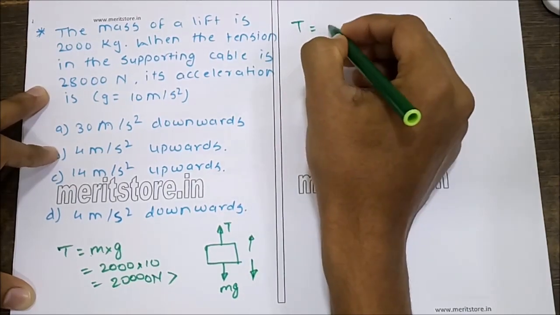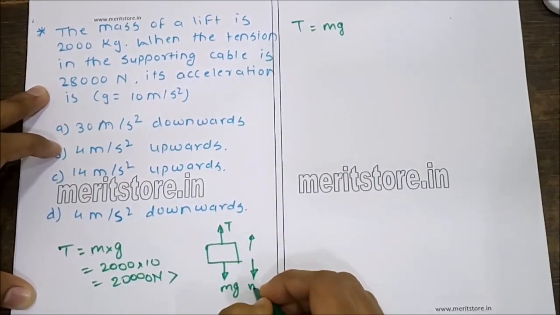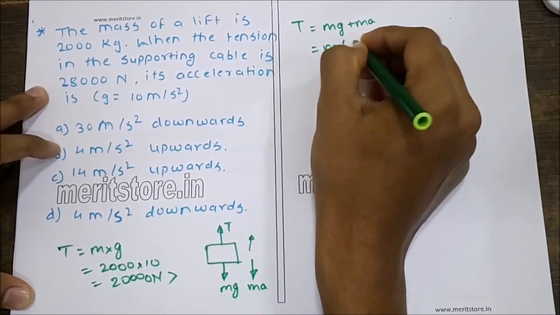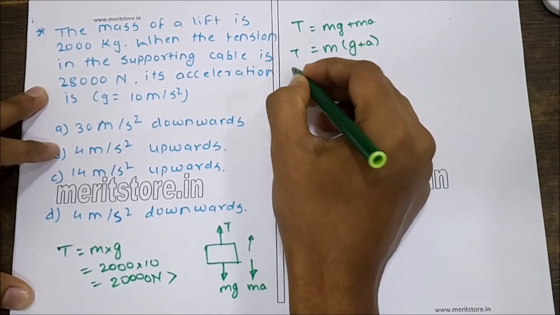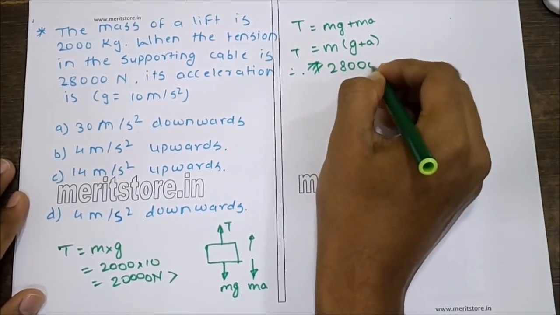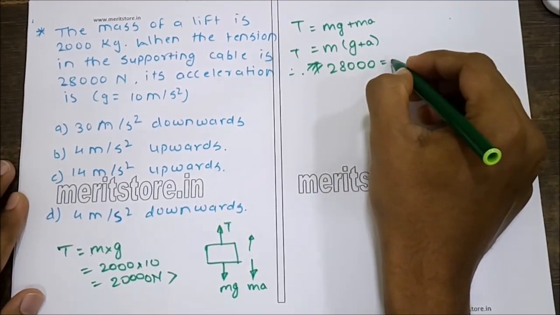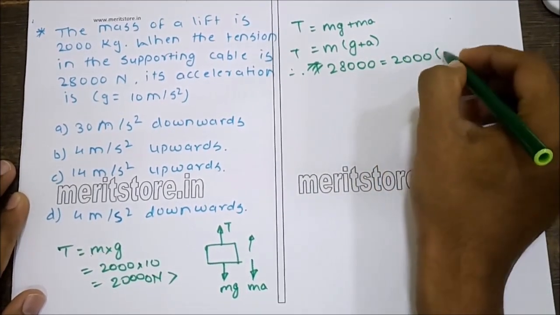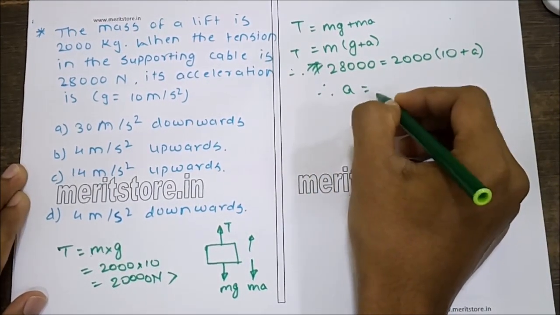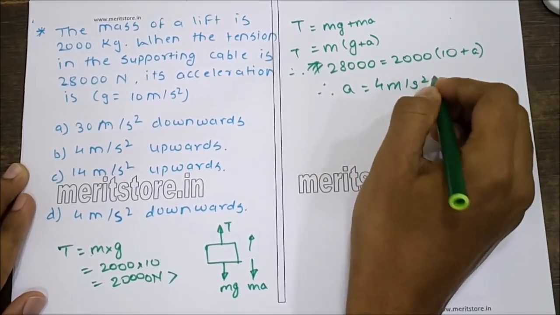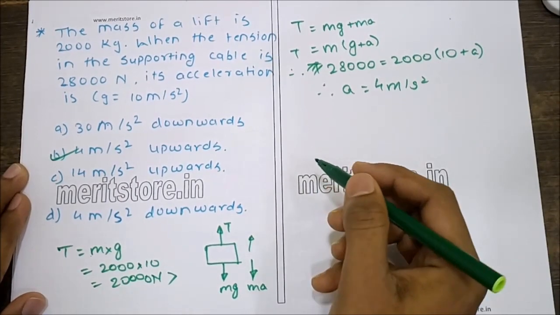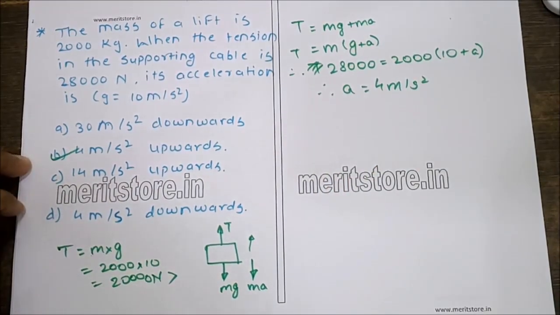Hence, tension is supported by mg plus the inertial force ma, that is m times (g plus a). Therefore, the tension in the cable, given as 28,000 newtons, is equal to mass 2000 into (g plus a). Therefore, the value of a is 4 meters per second square. Hence, the lift is moving upwards with an acceleration of 4 meters per second square. Hence, option B is the correct answer.